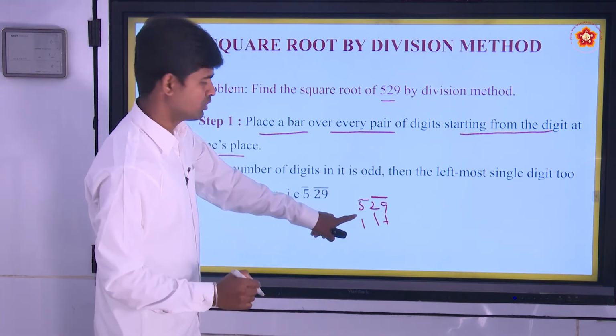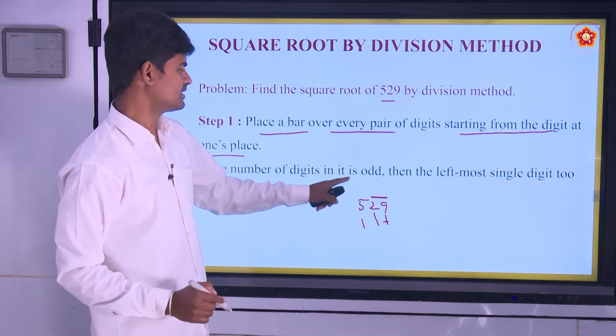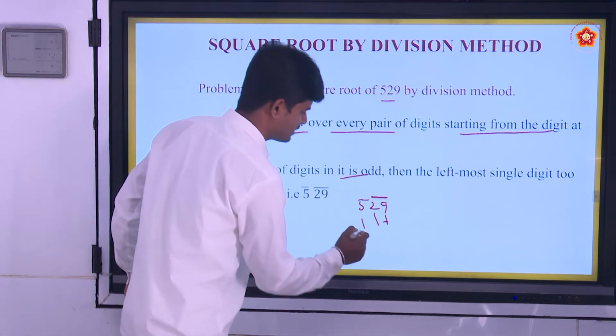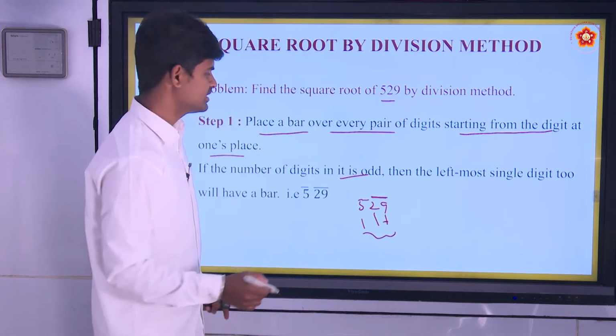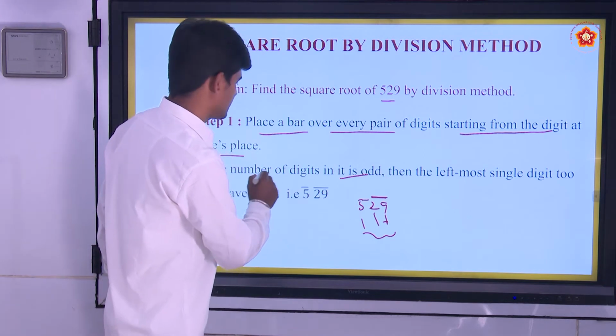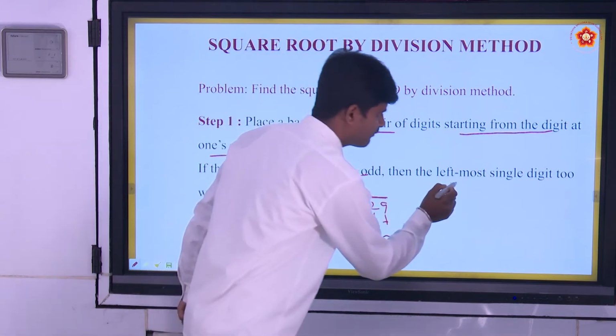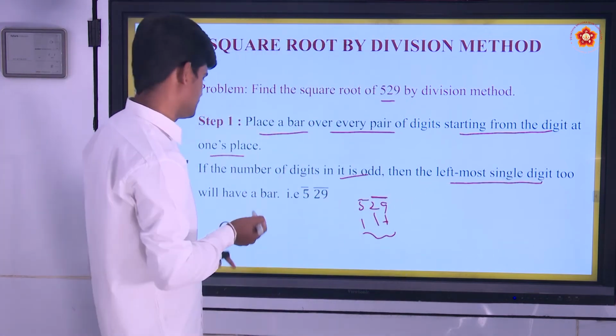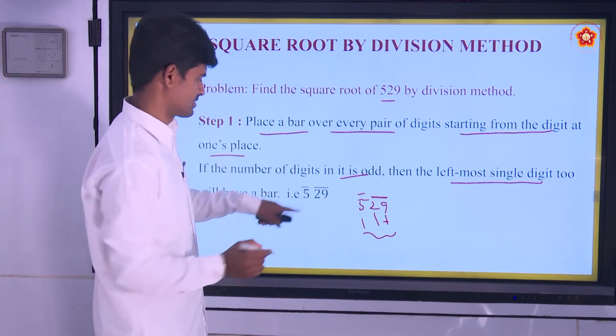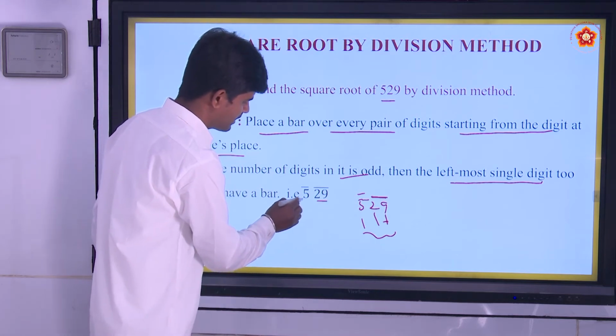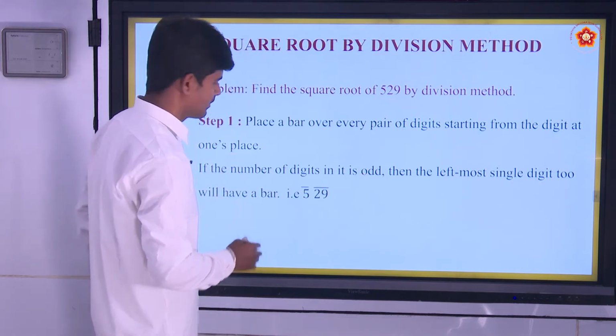Now 1 digit is remaining. If the number of digits is odd, because it has only 3 digits, then the leftmost single digit 5 will have a bar like this. 29 is one bar and the single digit is also a bar.